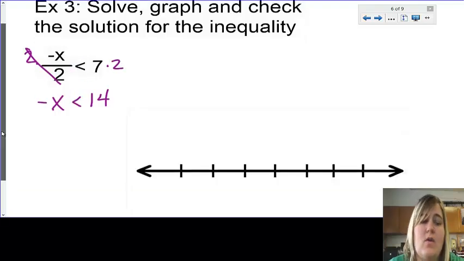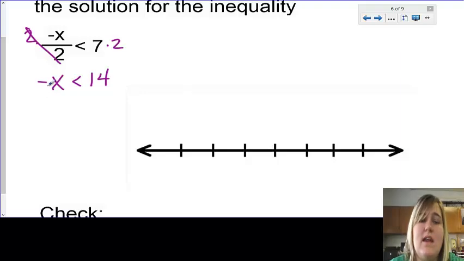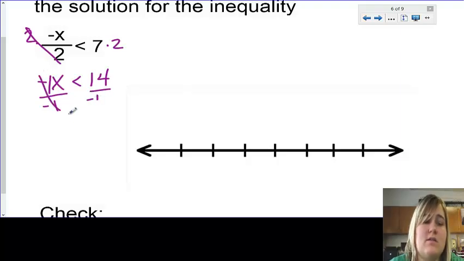Okay? Now, to get rid of this negative, I know that this is negative 1x, so I'm going to divide by negative 1 on both sides. Cancels. I'm left with x. Because I divided by a negative, my sign has to change. So I'm going to flip it the other way. Instead of less than, it's greater than. 14 divided by negative 1 gives me negative 14.